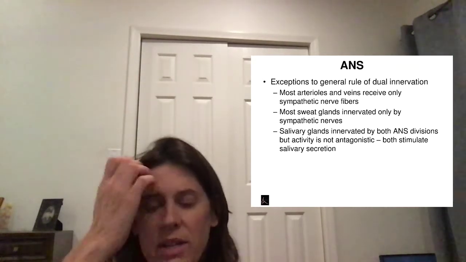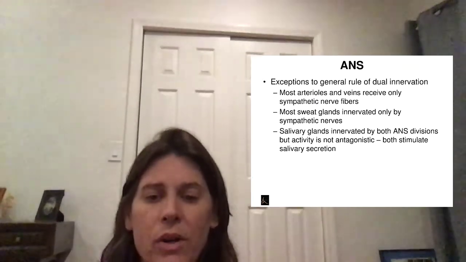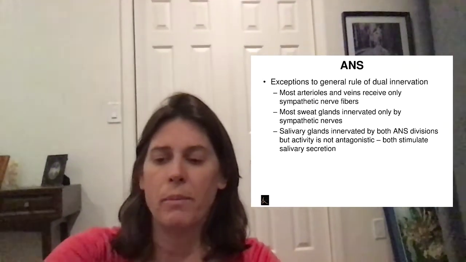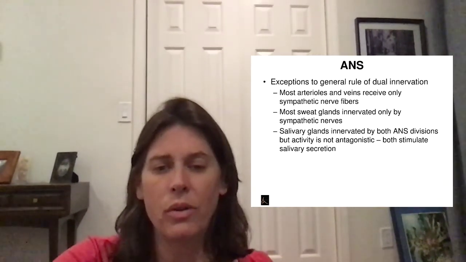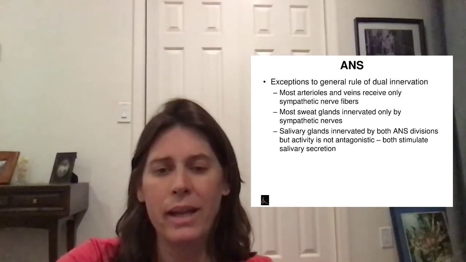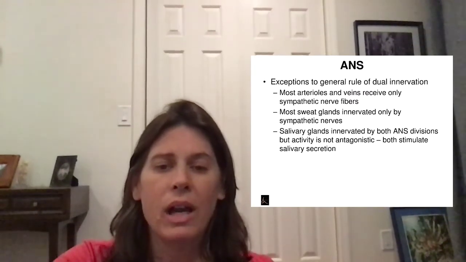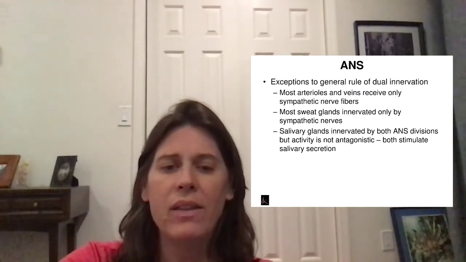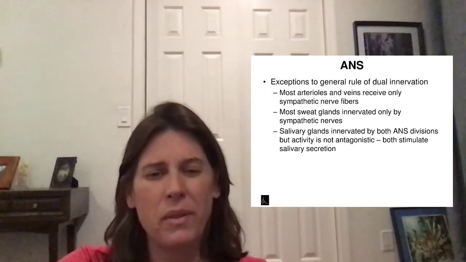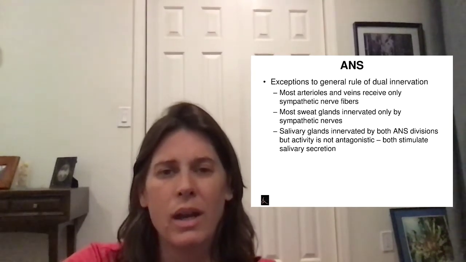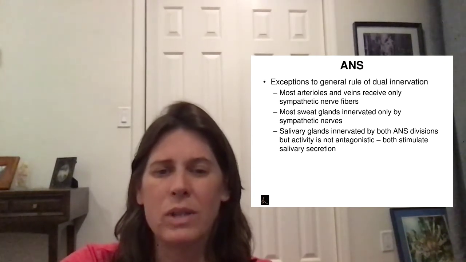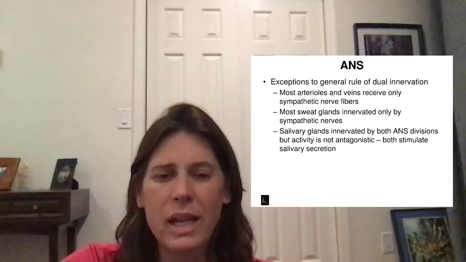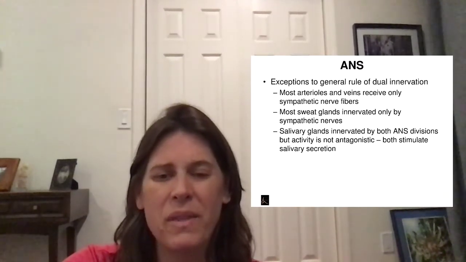Dual innervation, remember I mentioned earlier, means that most of our organs have both sympathetic and parasympathetic nerves that control them in an antagonistic way. But most of our arterioles and veins actually only receive sympathetic nerve fibers, so they can just be inhibited when you want to dilate them. Most sweat glands are innervated only by the sympathetic nerves.